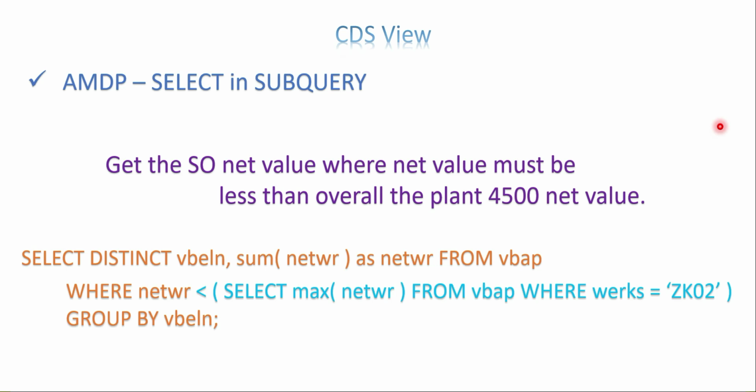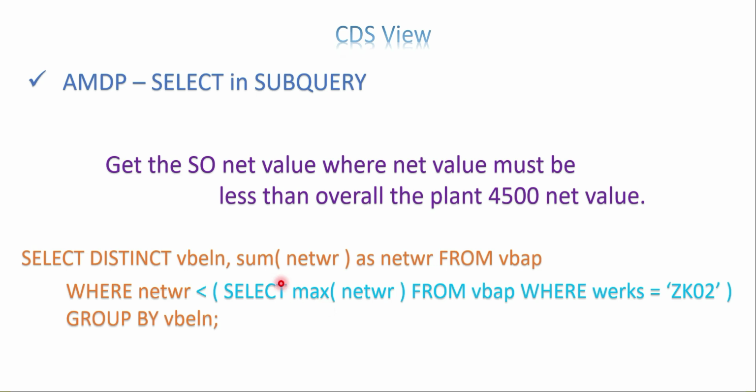Here you can see there is a little difference from the requirement. The requirement is less than the overall plant value, so if it is the overall plant value, it should be sum. But here I go with the max option, because I consider the maximum value is always greater than each sales order net value. That is the reason for max, but if required, you can have a sum as well. No problem. I want to show you that two different aggregations can be used.